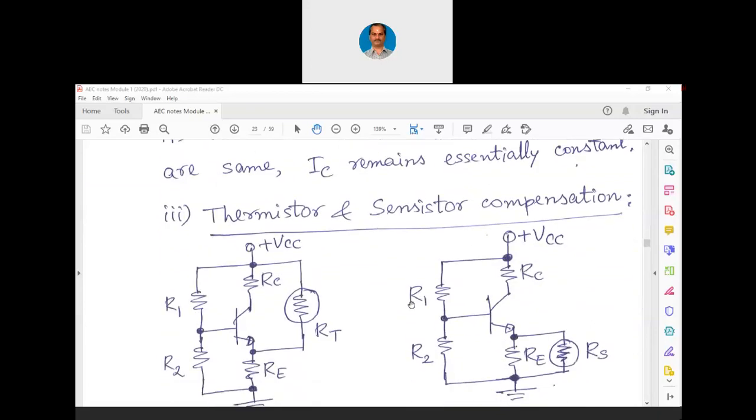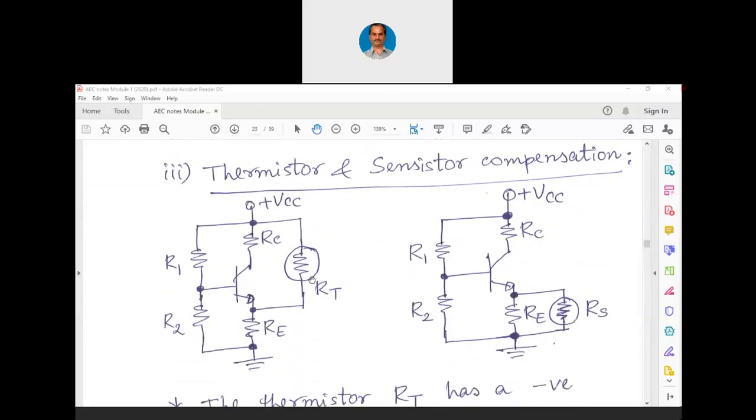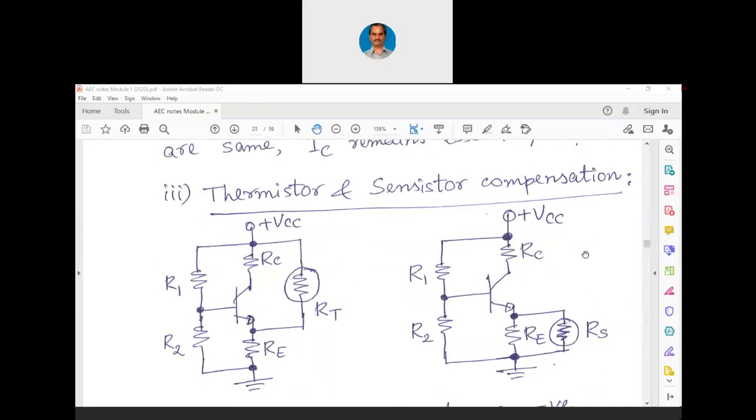Let me come to the last part of this particular DC analysis. Later on, we are going to gradually go into AC analysis. So, the last part of this DC analysis is thermistor and sensistor compensation. In the last class, one student asked me that whenever temperature increases, the resistance also increases. I am going to tell you today, it is not the case.